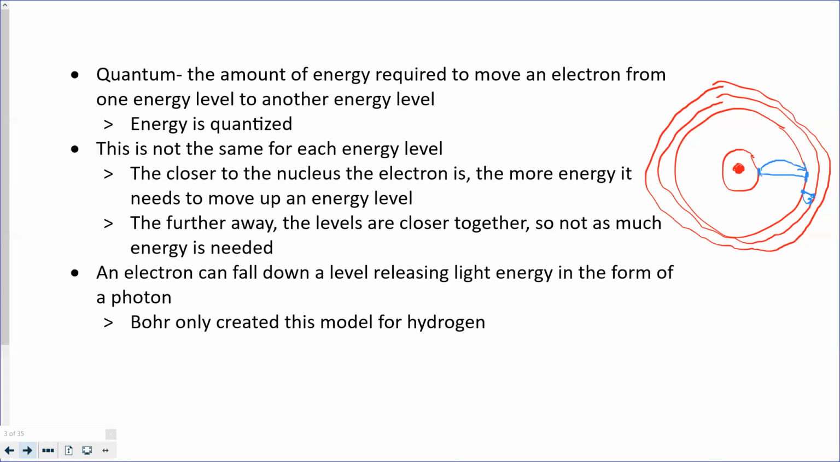And like we said, that energy can be gained to jump up levels. That energy can also be lost, causing the electron to fall down a level. And whenever an electron falls from a higher level to a lower level, it gives off light energy in the form of a photon. So this is part of what we're going to be looking at with the Bohr diagram, is looking at the light that is given off from it.